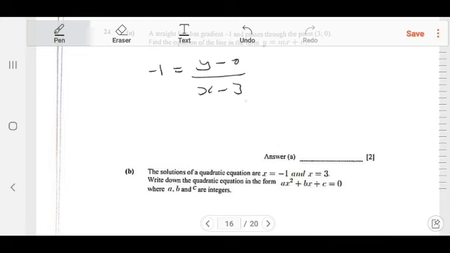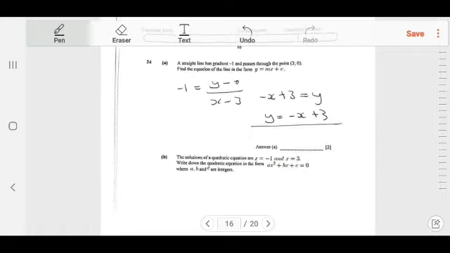So cross multiplying there, I get negative x plus 3 equals y. So y equals negative x plus 3. This is the form there.